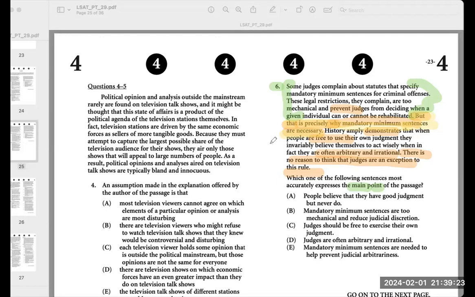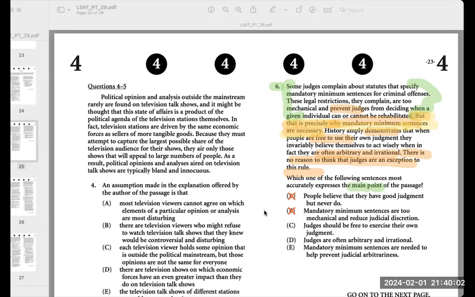Yeah, so, okay, so A, people believe they have good judgment but never do. I don't think that that's even expressed. It's just that they often don't have good judgment rather than never. So A doesn't accurately express anything in the argument. B, mandatory minimum sentences are too mechanical and reduce judicial discretion. That's what the judges think, right? That's their complaint, not the author's conclusion.